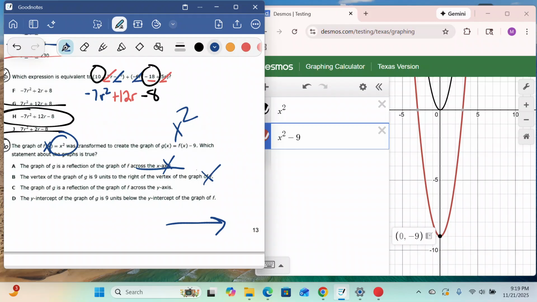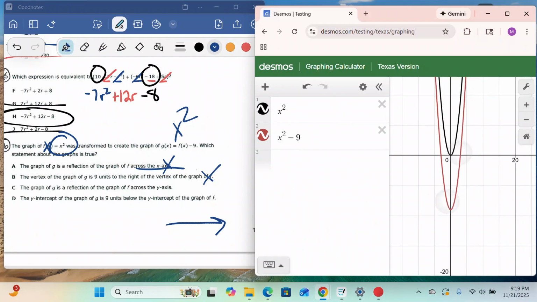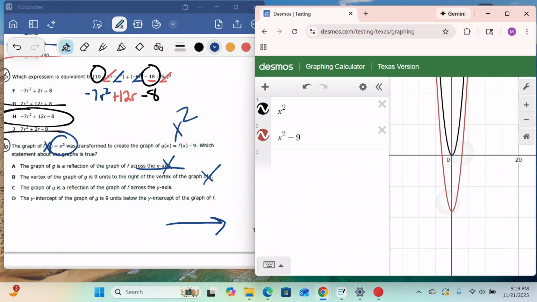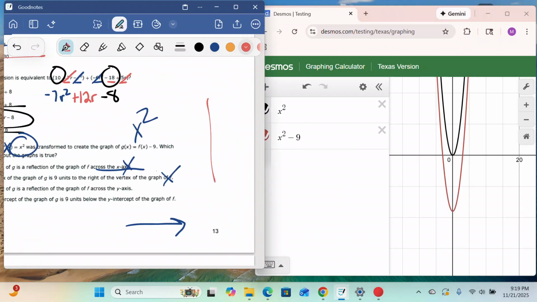Is it 9 units to the right? Nope. The graph of G is a reflection of the graph of F across the y-axis. So I'm going to look at it. It's not a reflection. If it was a reflection, this is what a reflection would look like. Here is my U shape. This would be a reflection. You look at yourself in the mirror. The first two are not reflections, so this one is wrong too.